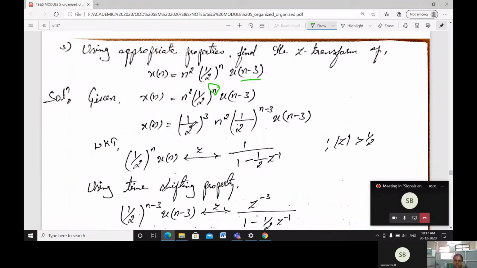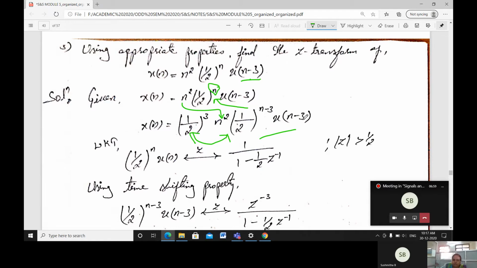Just as I did here, 1 by 2 power 3, this n square is written as it is. Then 1 by 2 power n minus 3. If I multiply these two, what will I be getting? I will be getting only 1 by 2 power n. Then 1 by 2 power n minus 3, u of n minus 3, you will be getting.